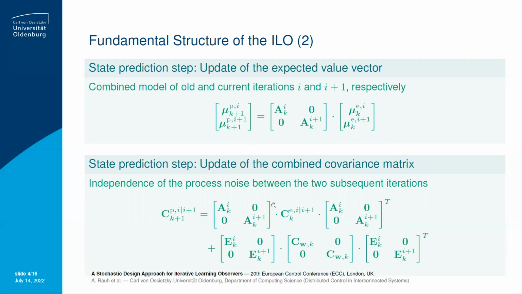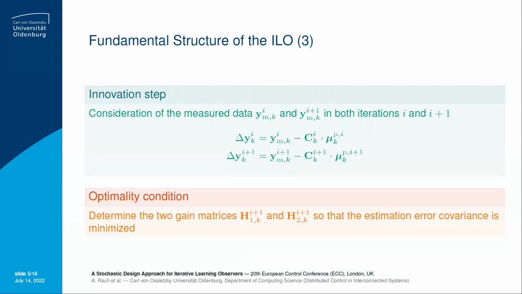Here we have the estimated covariance matrix as the outcome of the previous innovation stage as the input, and the predicted covariance denoted by the superscript P as the corresponding output of the state prediction. A is the system matrix evaluated both in the previous and then the current trial for the corresponding state estimates. And the same also holds here for the disturbance input matrix, where we assume that we have independent process noise covariances in both subsequent iterations.